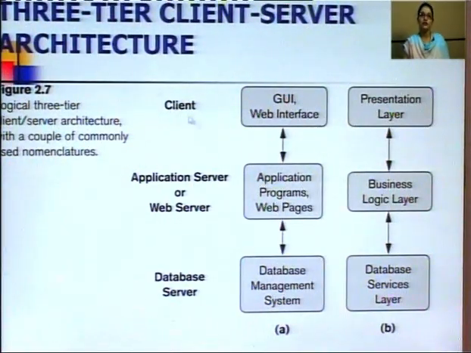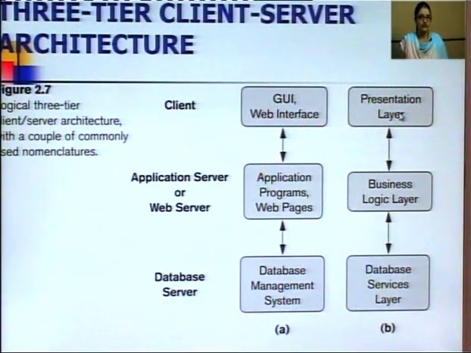This is the diagram showing the three-tier client server architecture, in which we have clients, for example graphical user interfaces, an application server or web server, and a database server. Here the database server communicates with the clients with the help of the web server or application server. In this diagram, graphical user web interfaces directly interact with the application program or web pages, and then they communicate with the DBMS.